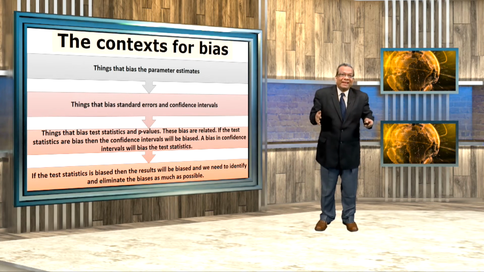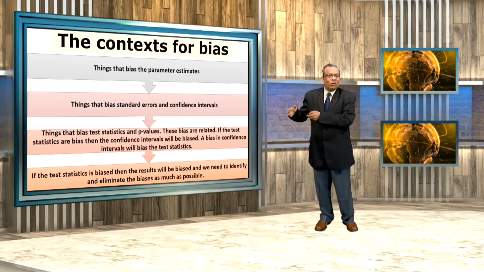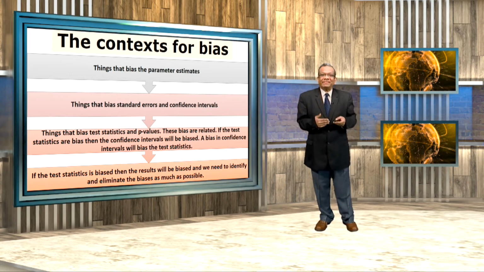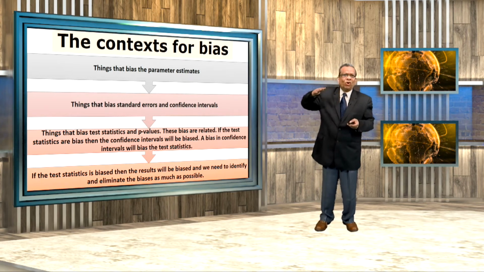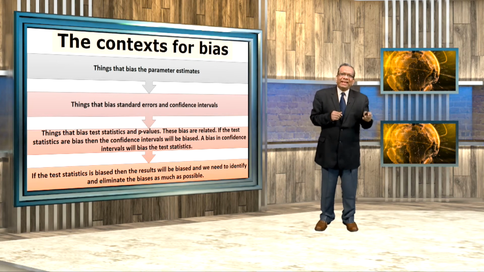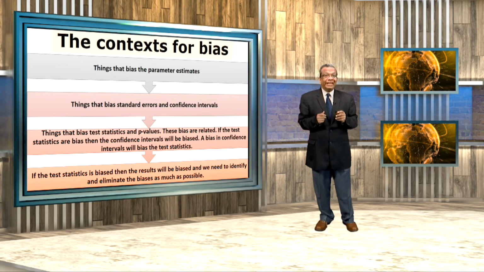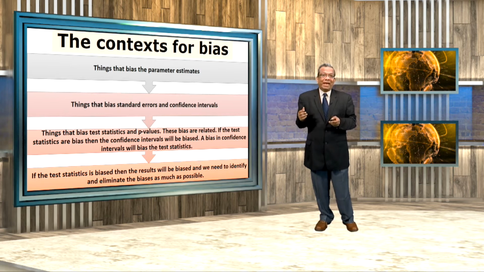These biases are related. If the test statistics are biased, then the confidence interval will also be biased. A bias in the confidence interval will bias test statistics. Therefore, you can find there is a domino effect: bias entering into one area is likely to impact the other areas. If the test statistic is biased, then the results will be biased, and we need to identify and eliminate the biases as much as possible. We have to be very careful in understanding these biases and try to eliminate their impact from our research.